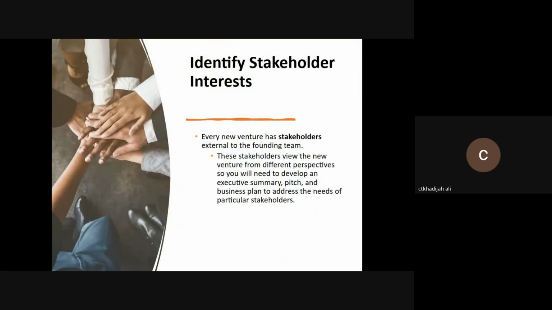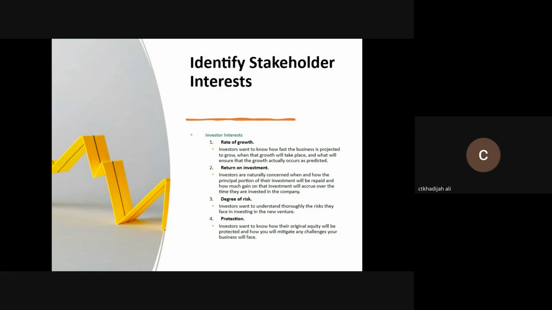Identify stakeholder interests. Every new venture has stakeholders external to the founding team. These stakeholders view the new venture from different perspectives, so you will need to develop an executive summary, pitch, and business plan to address the needs of particular stakeholders. So, identify stakeholder interest. Investor interest: rate of growth, return on investment, degree of risk, and protection. So these are the 4 elements that investors are interested in.